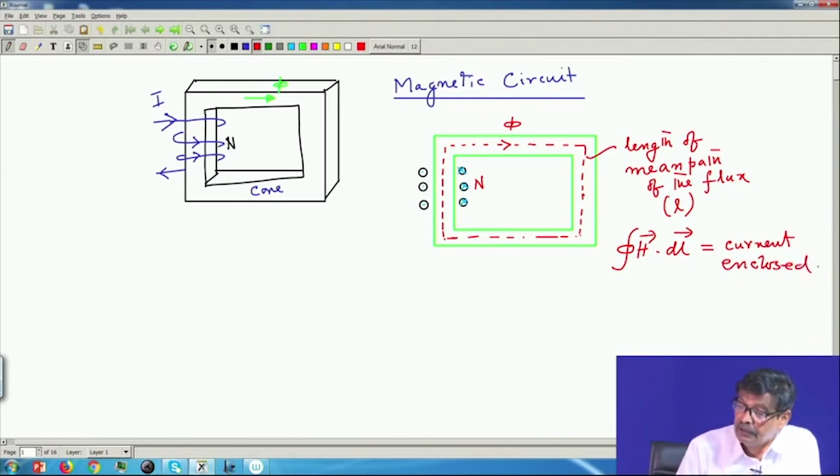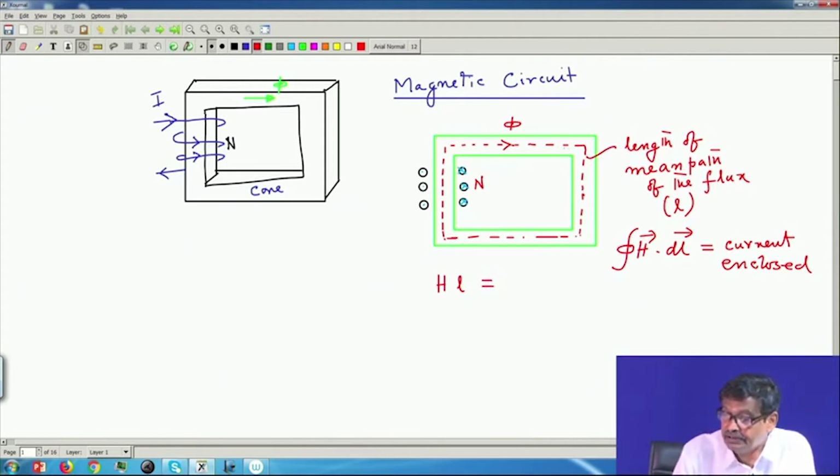But in this case, the direction of H and L are the same. Therefore, what comes out is H into L, that dot product, because as I move, the direction of H and L are the same. Direction of H, direction of B, direction of phi, they are all the same. And also the length is like that. H dot dl, that is H into L, should be equal to the current enclosed.